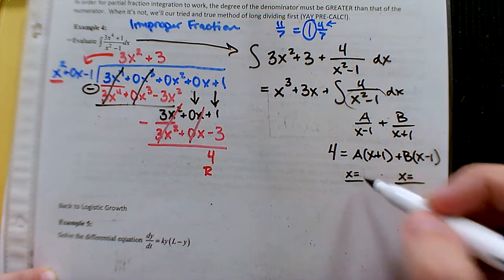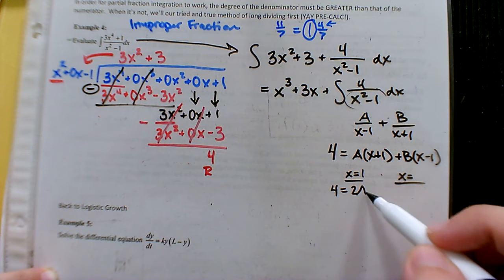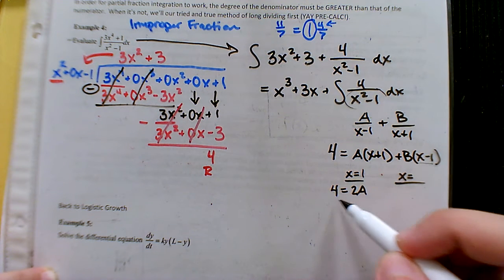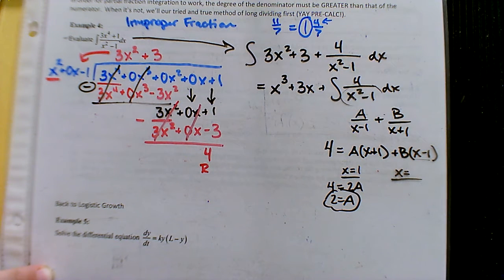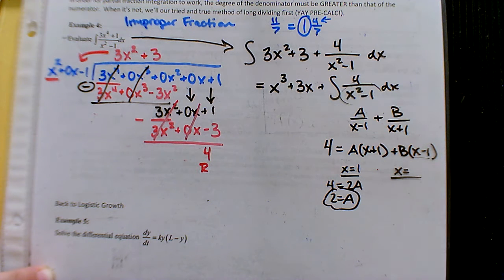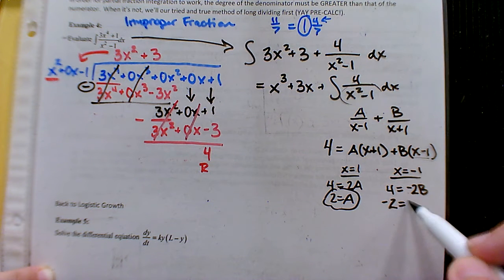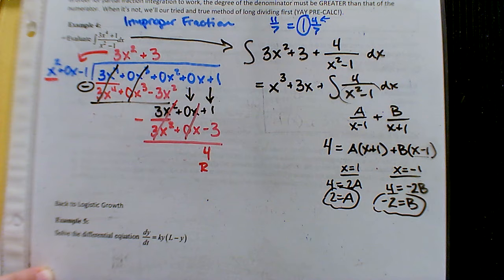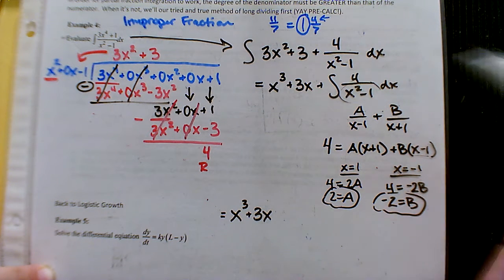Good, Caitlin? 1. Okay, so if we plug in 1, 4 equals, let's see, we'd have a 2a, and then the b would go away. So it looks like the a value is 2. And what's another strategic x value? -1. So then in this case, the a would disappear, and we'd be left with a -2b. So we'd have -2 is our b value. Caitlin, do you remember your shortcut? No? It's okay.